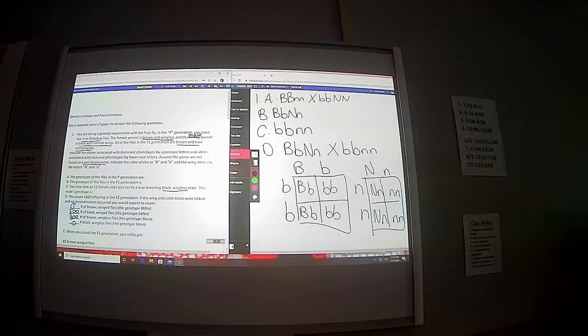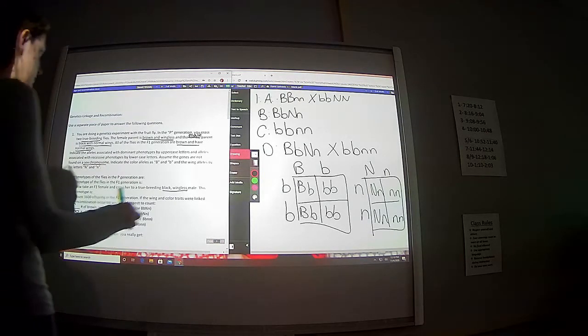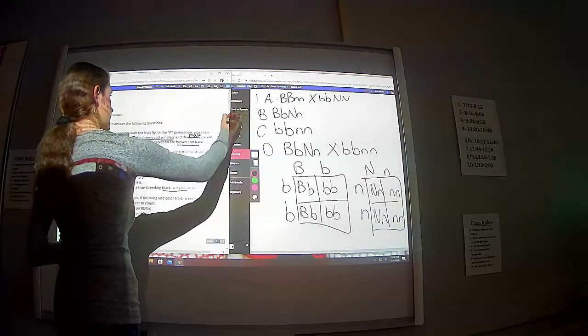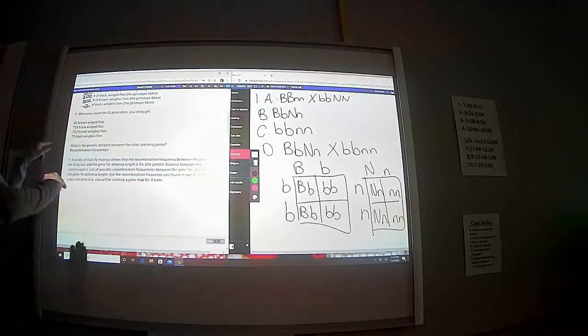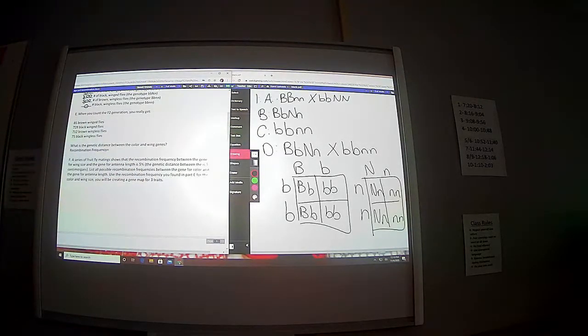Now, whenever you would actually go through and look at the F2 generation, that's not what you'll get. You'll get numbers that look like this, which is what our Punnett squares would be showing up as, because these traits are going to be connected.